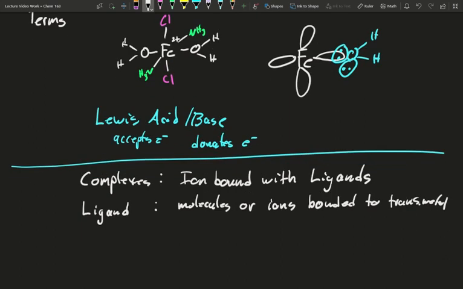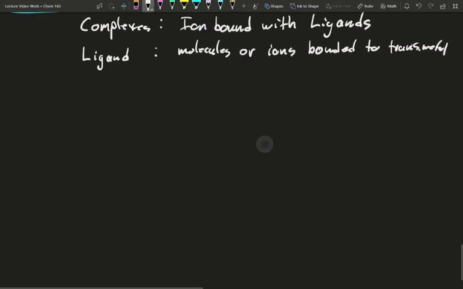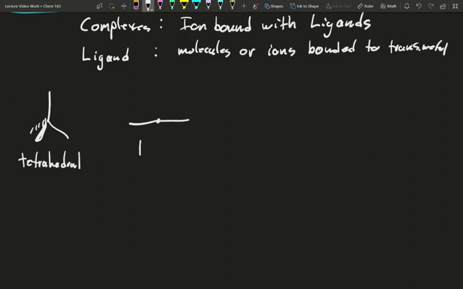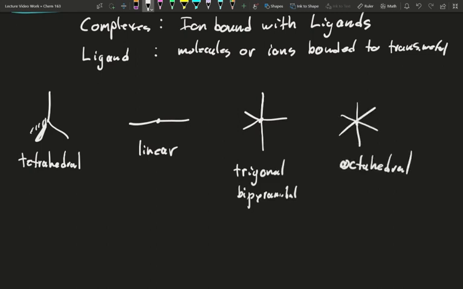So when our complexes bind our ligand molecules, they can take a variety of forms. For this, we also have some terms for the shape they end up taking. If you think back to your VSEPR theory, you might remember tetrahedral, you may remember linear, trigonal bipyramidal, and octahedral. As well as possible, you may remember square planar. These are geometries that our complexes can form around our transition metal ion.